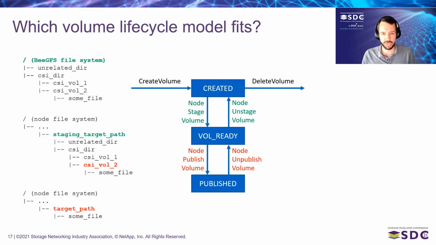So this is the volume lifecycle that we actually went with. Create volume, as Joe mentioned, creates a directory on an existing BeeGFS file system. And then node stage volume mounts that entire BeeGFS file system to a location on the node at staging target path, which is something that the CO, the container orchestrator, provides us. Then node publish volume takes an individual directory representing our actual volume and bind mounts it into the container namespace.